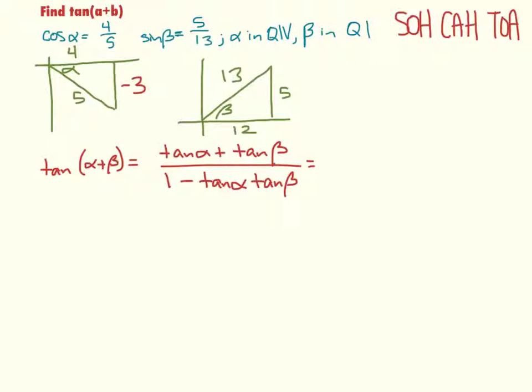So tangent from SOHCAHTOA is opposite over adjacent. So the tangent of alpha would be the opposite, negative 3, over 4, the adjacent. Plus the tangent of beta, opposite over adjacent, would be 5 over 12. Divided by 1 minus those two things multiplied together.